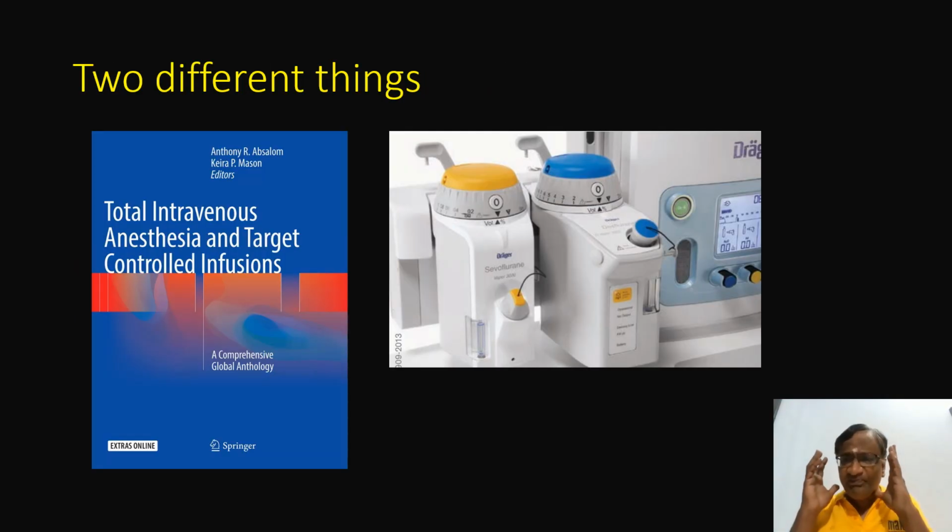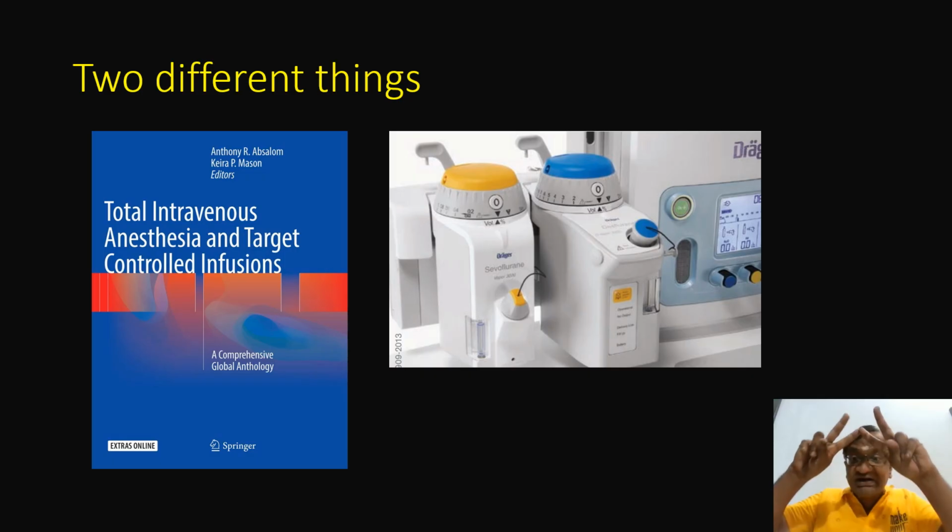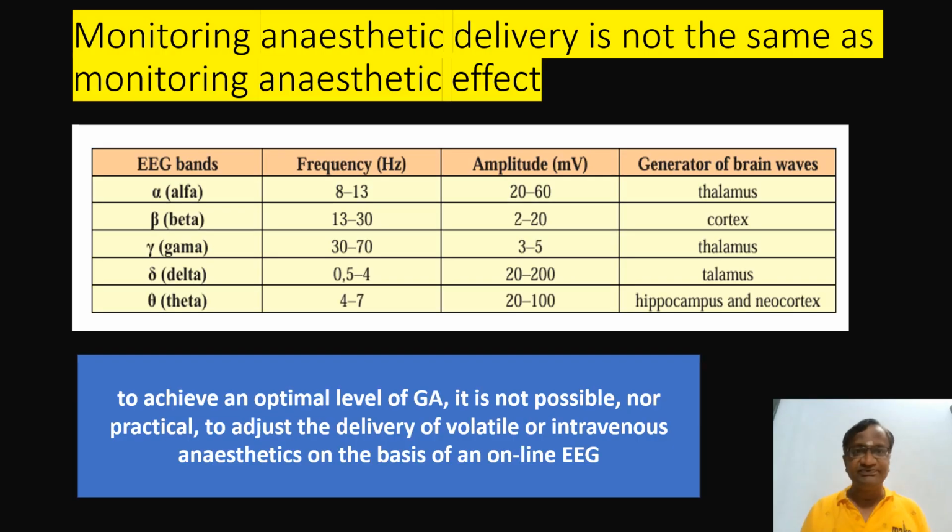So we need to get the depth with two completely different things. One is intravenous anesthesia and another is inhalation anesthesia. Both should be there. And even for both, the depth should be complete.